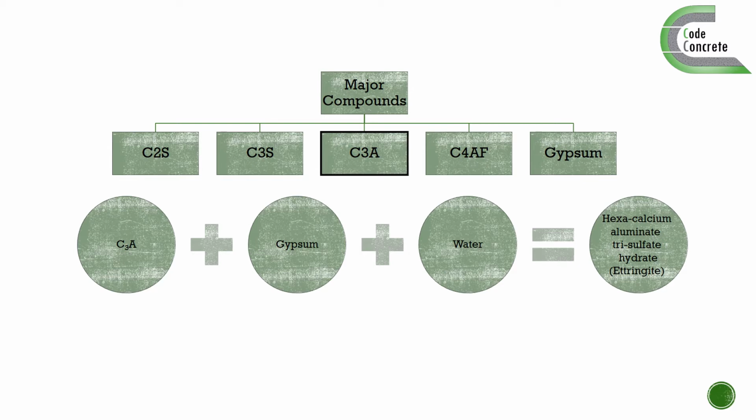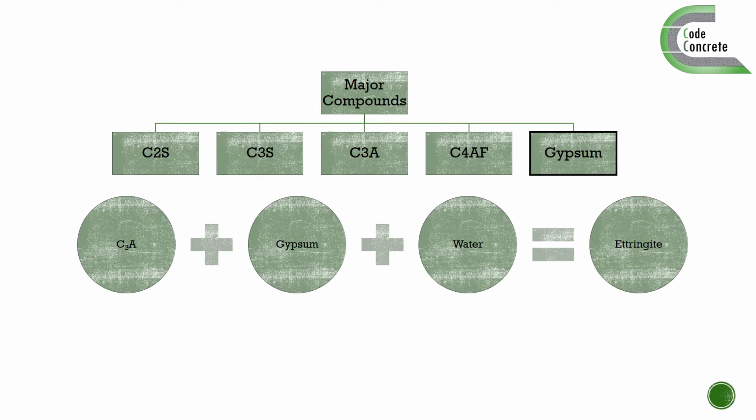Tricalcium aluminate is not desirable at high quantities since its reaction is highly exothermal and it interacts with water or soils containing sulfates. Gypsum. The main role of gypsum is to delay and control the intense reaction of tricalcium aluminate with water in the hydration process.